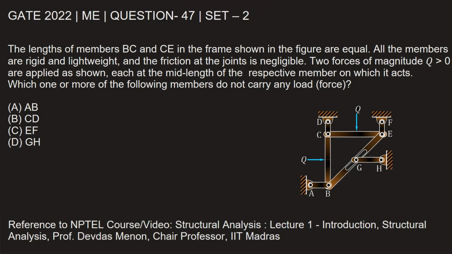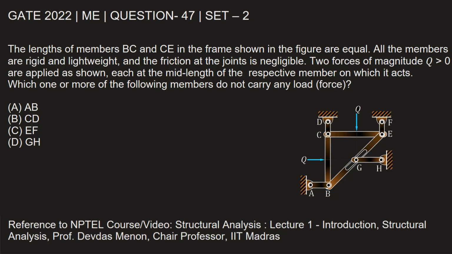This question is from GATE 2022 Mechanical Engineering paper set 2, question number 47. The lengths of members BC and CE in the frame shown in the figure are equal. All the members are rigid and lightweight, and the friction at the joints is negligible.